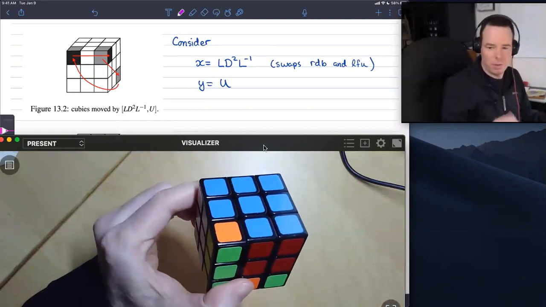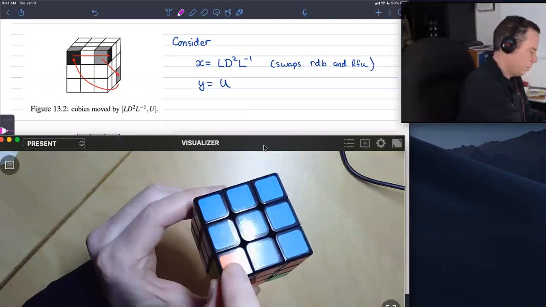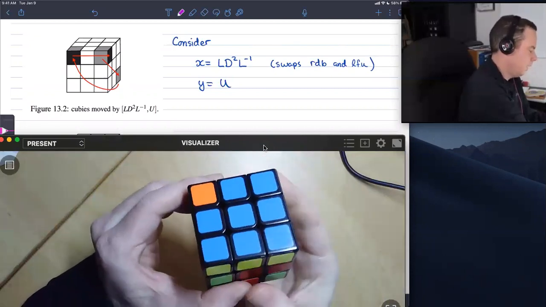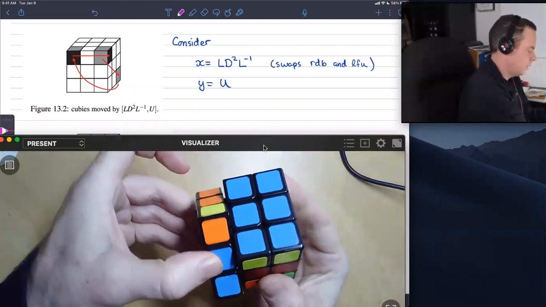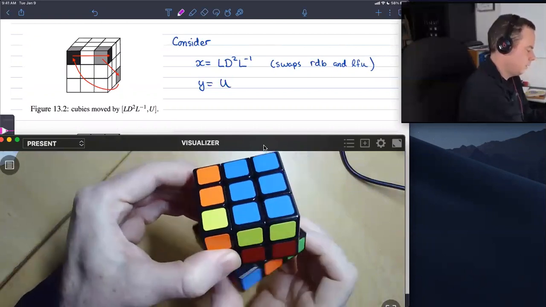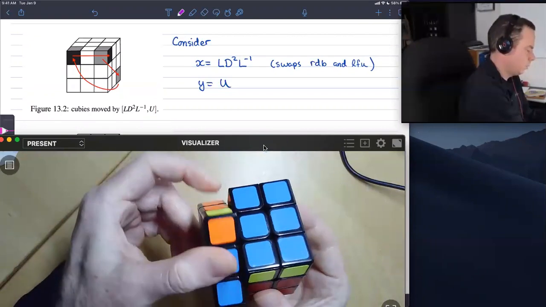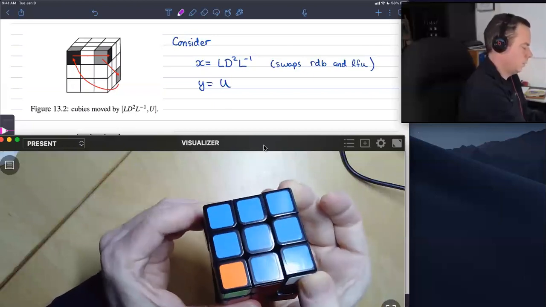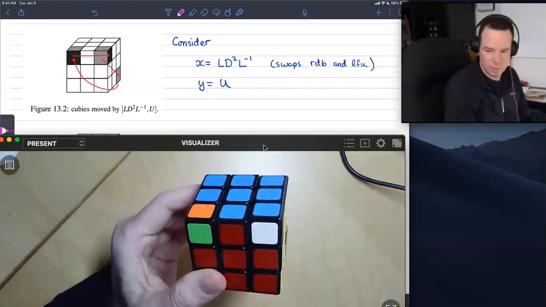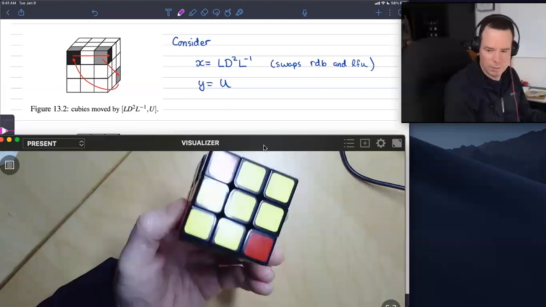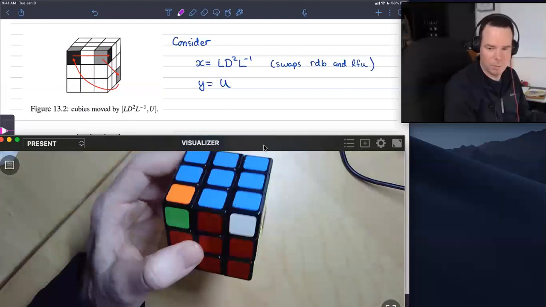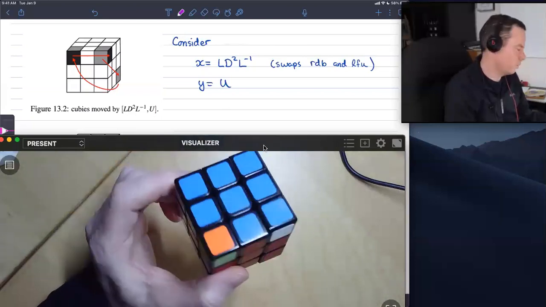And I know that if I do the commutator of this with U, it's only going to affect this piece, and that piece. So I'll do the U and then inverse that L d squared L inverse by doing that, and then undo the U move. And we've undone the U move. And now we see it's only affected those 3 pieces. So we've now got an ability to cycle 3 corners.